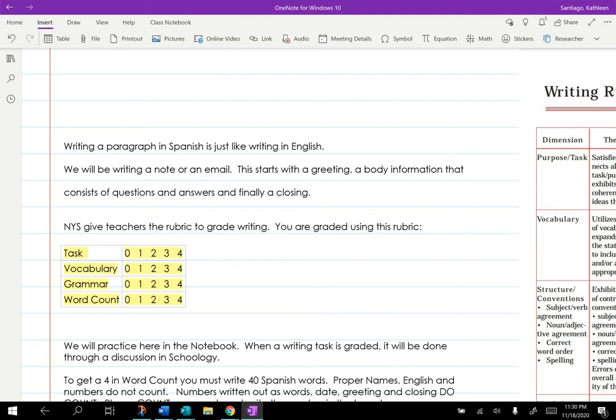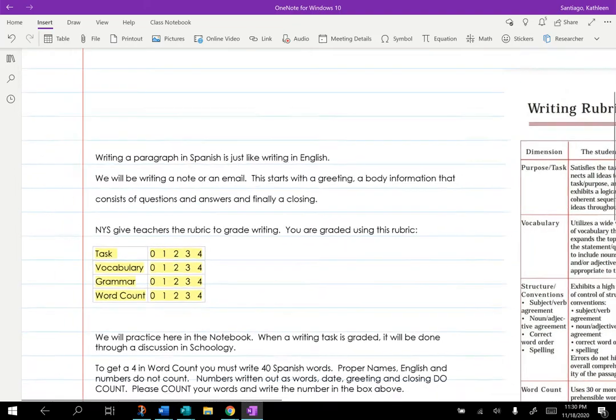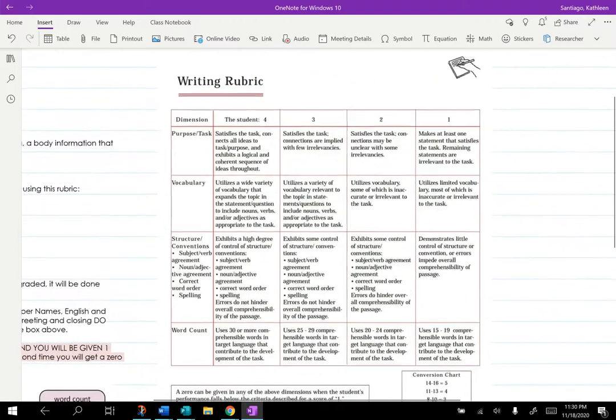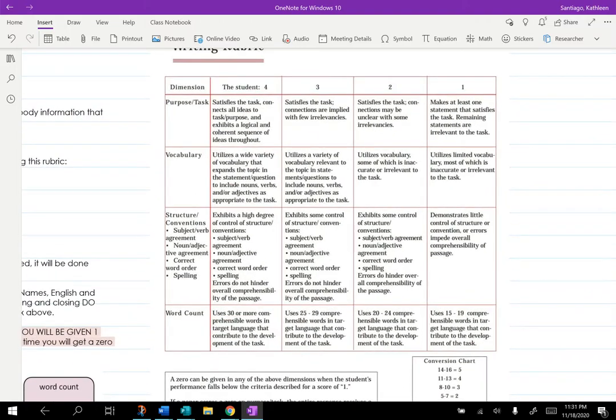New York State requires 8th graders to be able to write a paragraph, so we start right away in 7th grade. New York State gives what's called a rubric. I'm sure you've used a rubric for being graded before, and you will be graded from New York State using this rubric to the right. Now, this is a really big rubric, but I wanted you to see what it really looks like from the state.